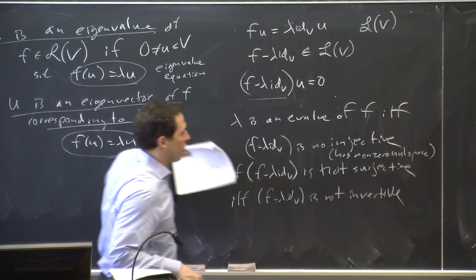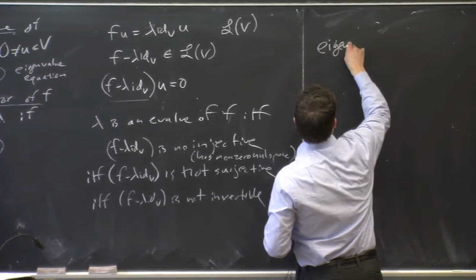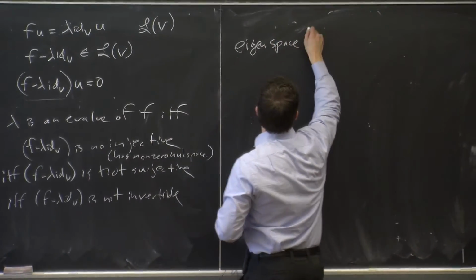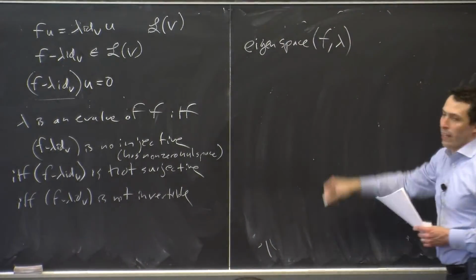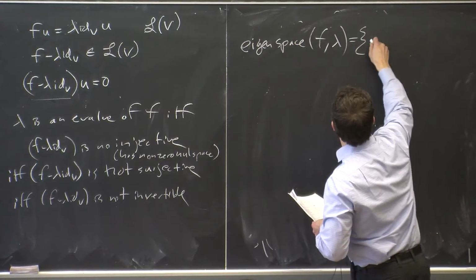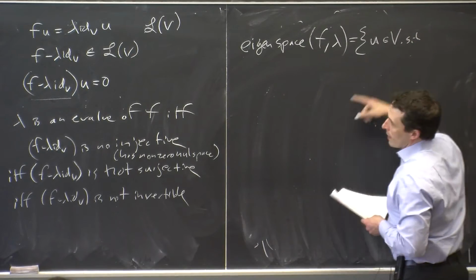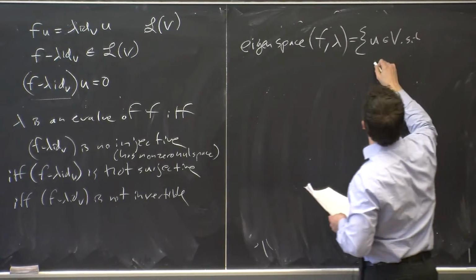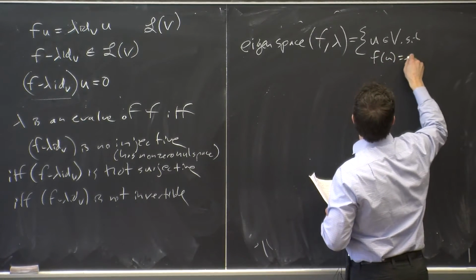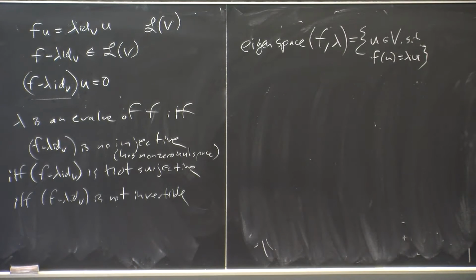Now this thing, if I think about fixing lambda, and looking at all the eigenvectors, I could define the eigenspace, which depends on a map and an eigenvalue of that map. And that's the set of all u in V such that the eigenvalue equation is satisfied. Right? F of u equals lambda u. That space is a subspace of V. Why is that?